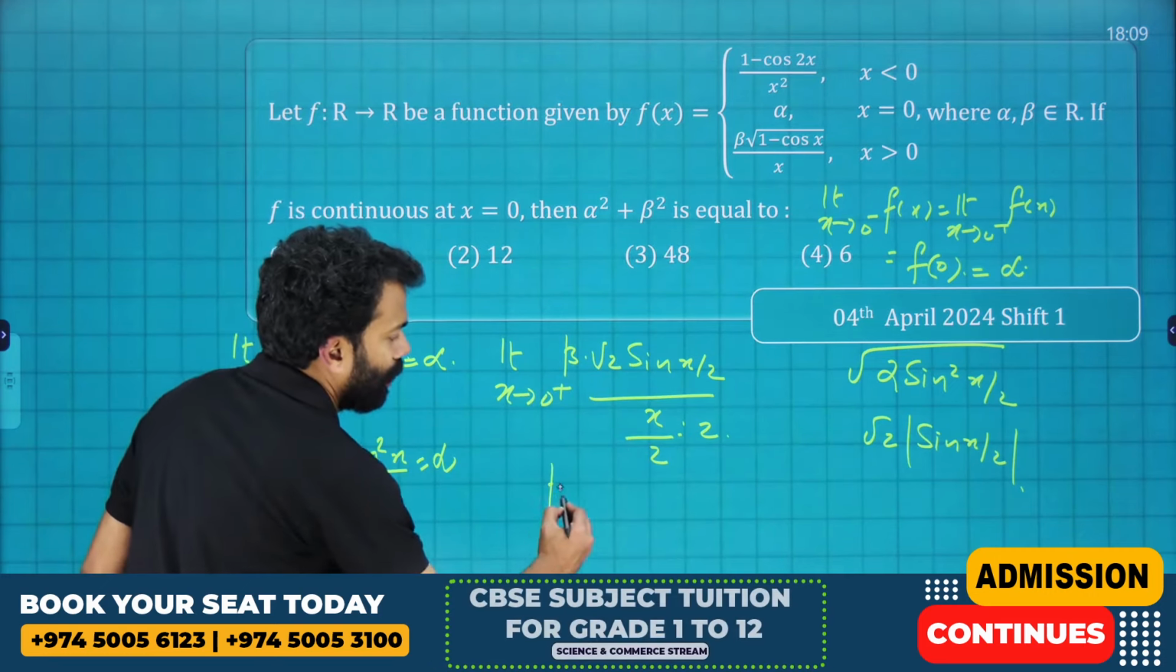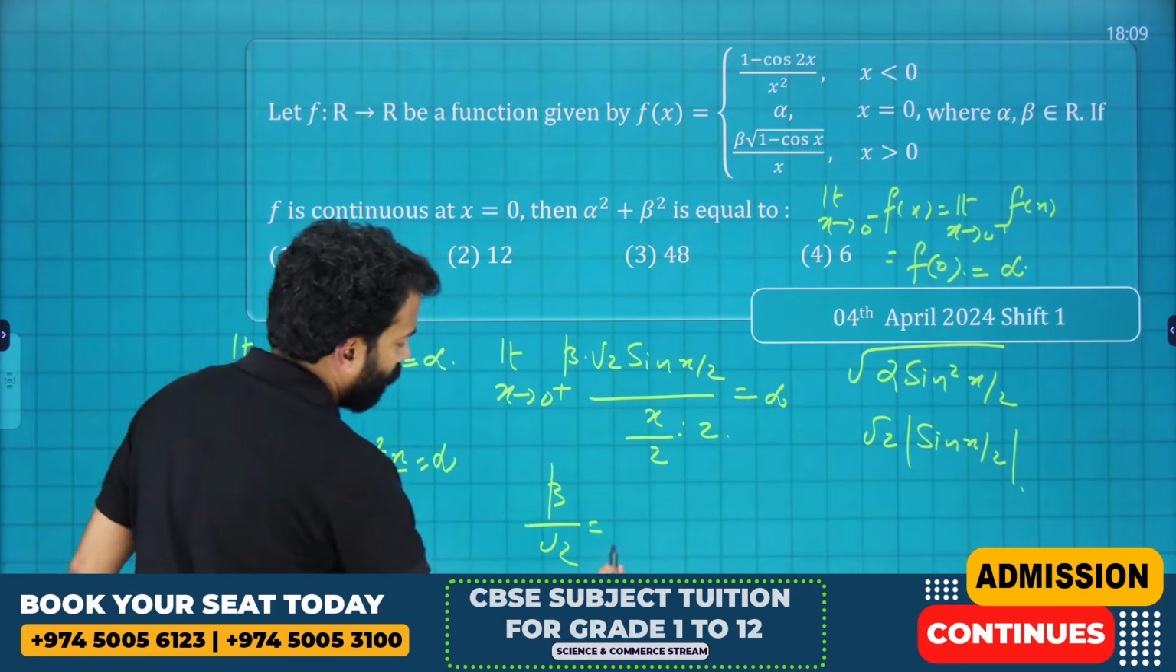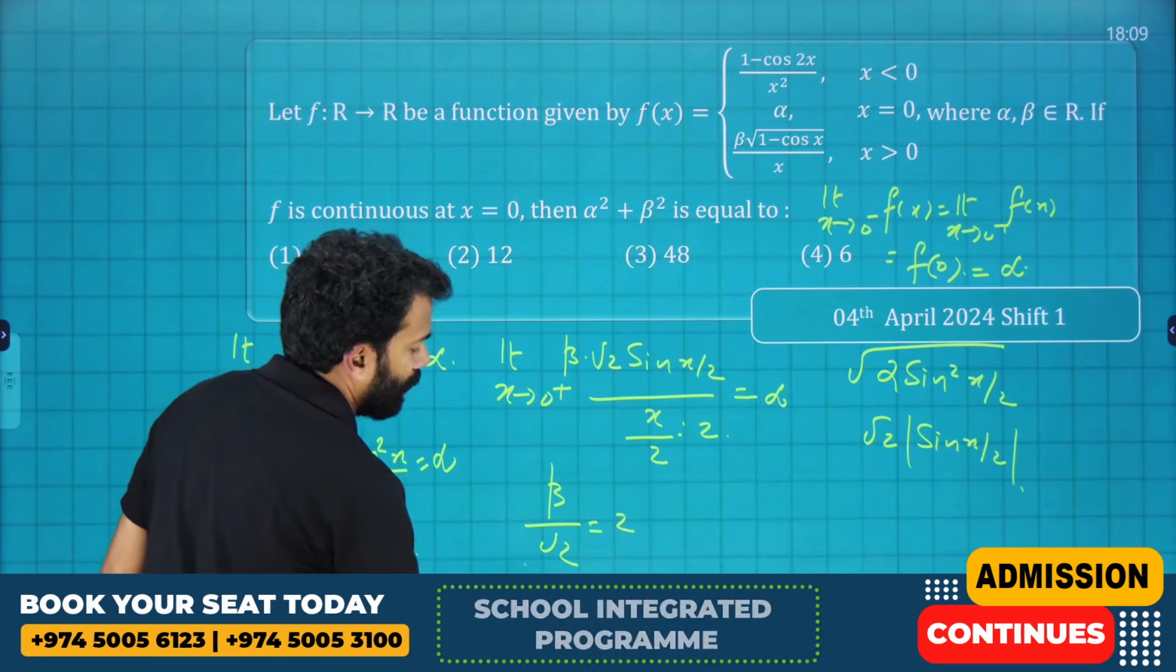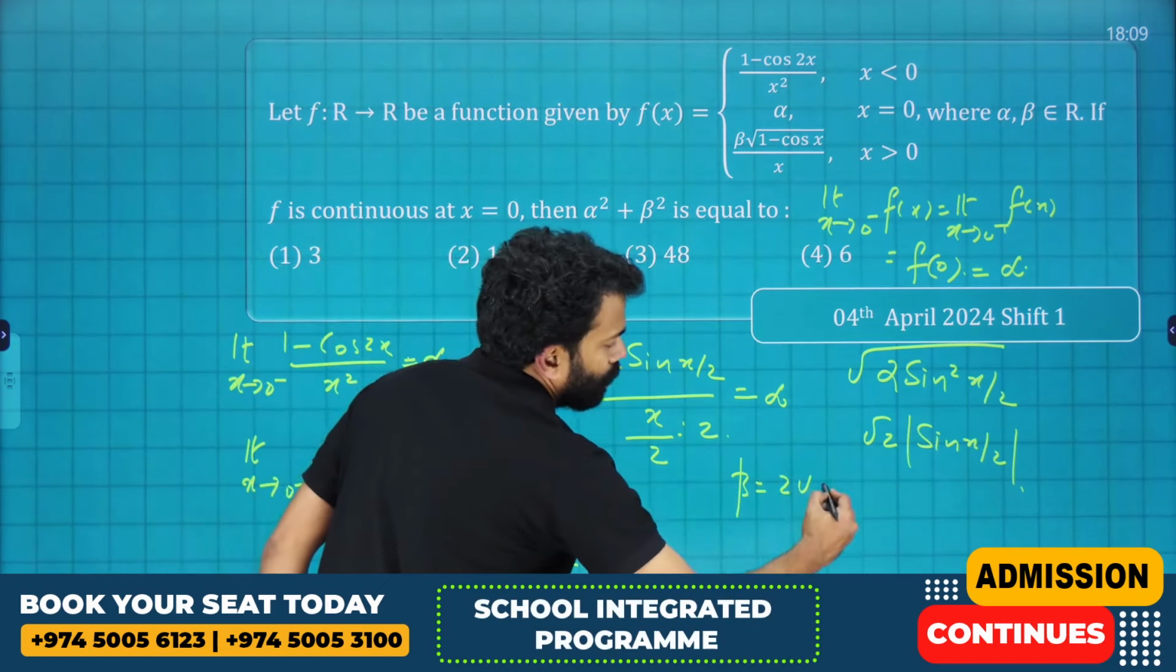Okay, that is beta by root 2, and this was equal to alpha, right? Therefore alpha is equal to what? 2. Therefore beta is equal to what? Beta is equal to 2 root 2.